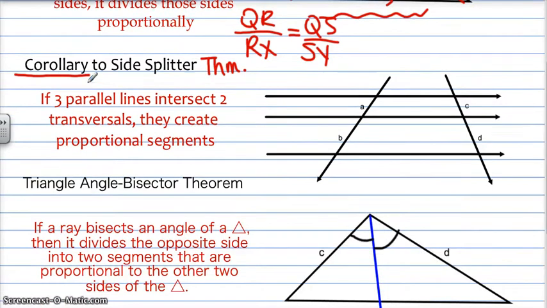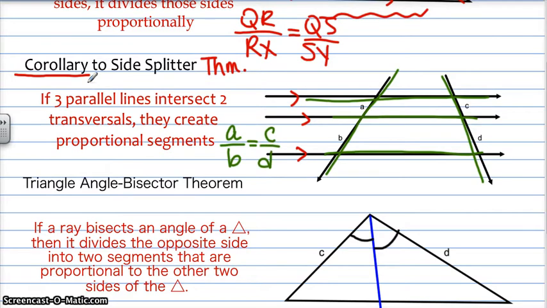If three parallel lines intersect two transversals, you should have the parallel lines on your diagrams. So if three parallel lines intersect two different transversals, they're going through, so they're intersecting. They create proportional segments. Here I've labeled the segments with lowercase letters. So that means that segment AB is going to be proportional to the length of segment D over the length of segment B.